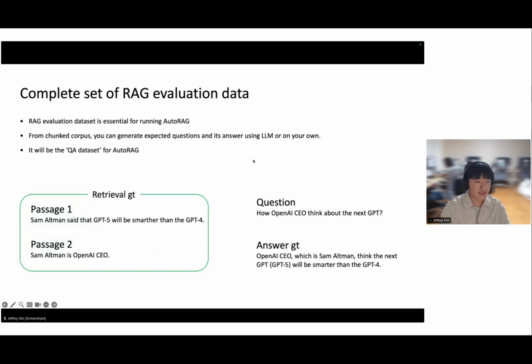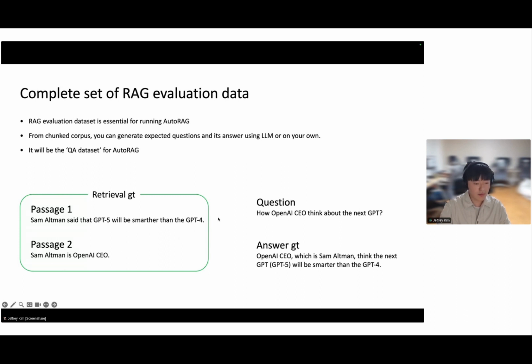And also, this kind of RAG evaluation dataset is really essential for running AutoRAG. AutoRAG uses this kind of data and finds the best components for your own documents. So the first part is the retrieval ground truth. There are many passages in your own documents. And for example, there are two passages for your query. Passage 1 is Sam Altman said that GPT-5 will be smarter than GPT-4. And passage 2 is Sam Altman is OpenAI CEO.